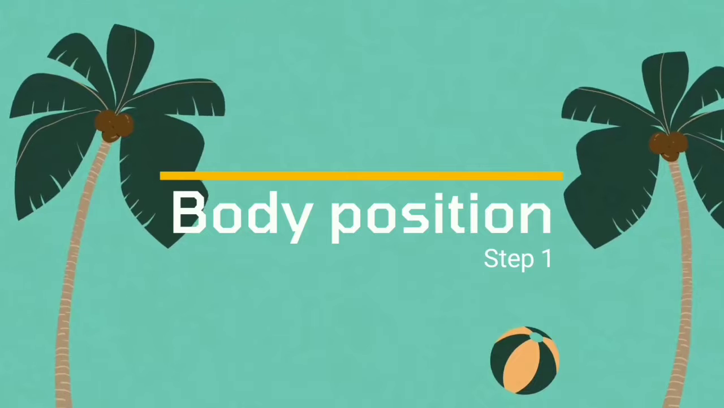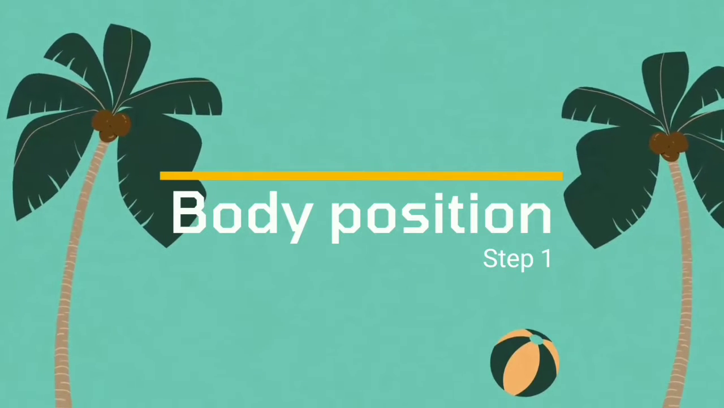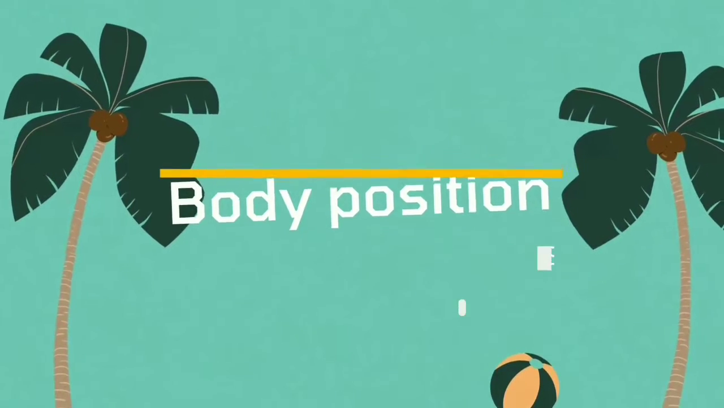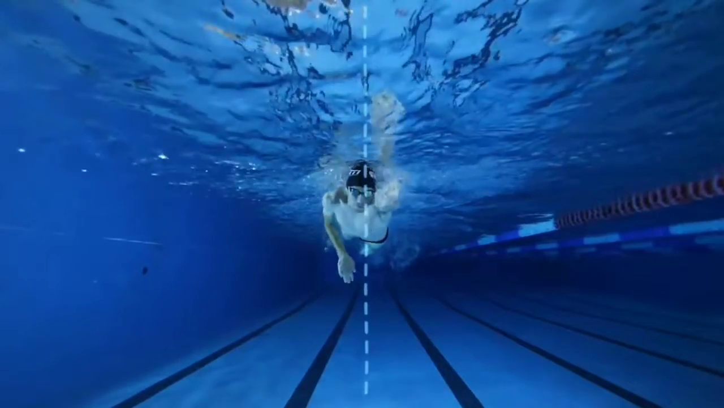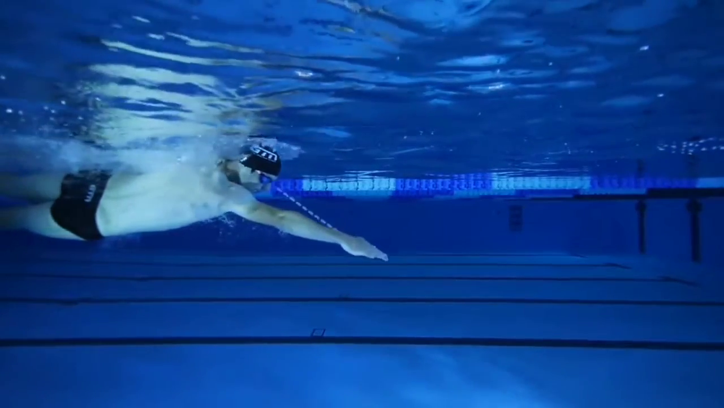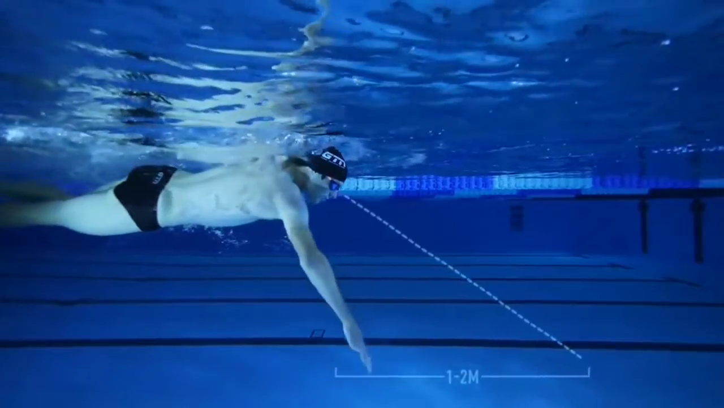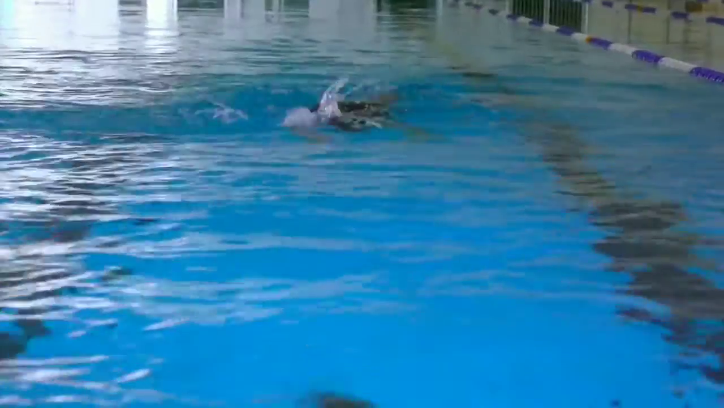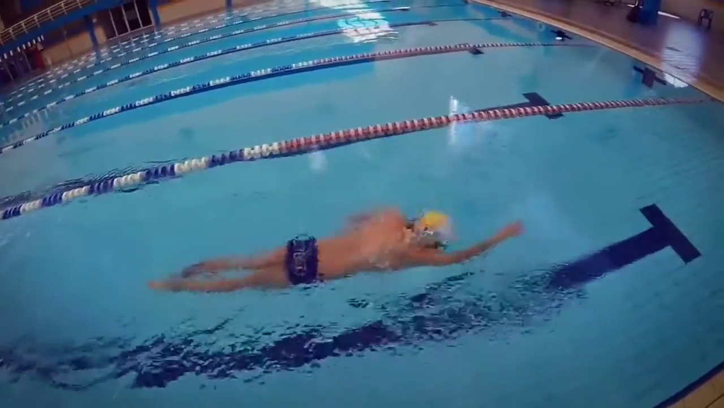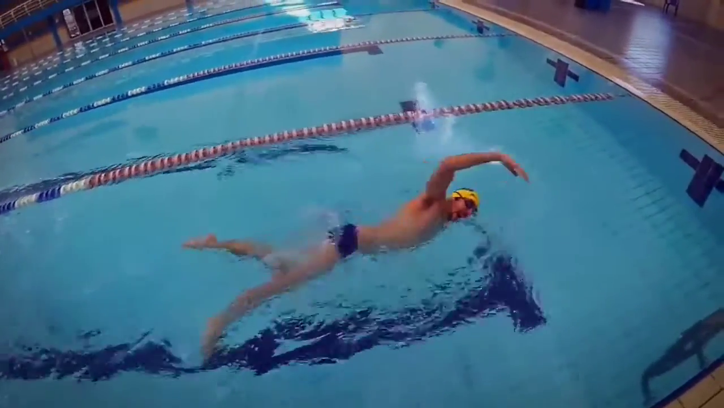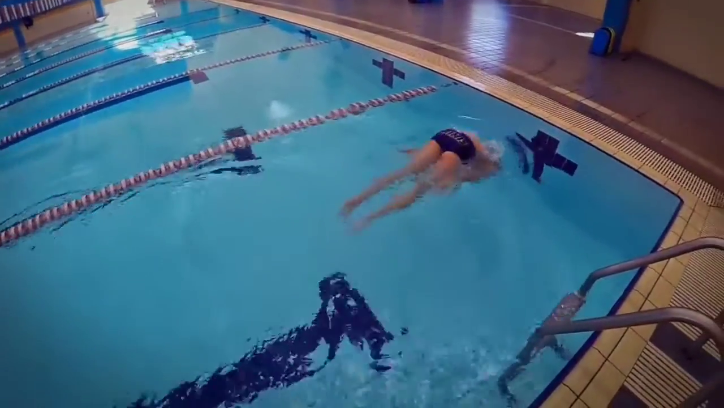Step number 1. Body position. Keep your body flat, lying facing down in the water, with your body kept in line with the water surface. The more horizontal your body is, the easier it is to swim through the water.